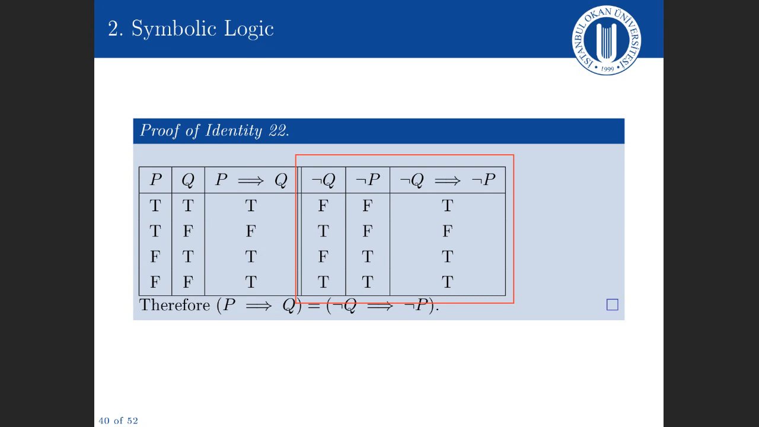Does false implies false? False implies false is true. True implies false is false. False implies true is true. And true implies true is true. And then again, we have two identical columns, true, false, true, true. So P implies Q must always be the same as not Q implies not P.